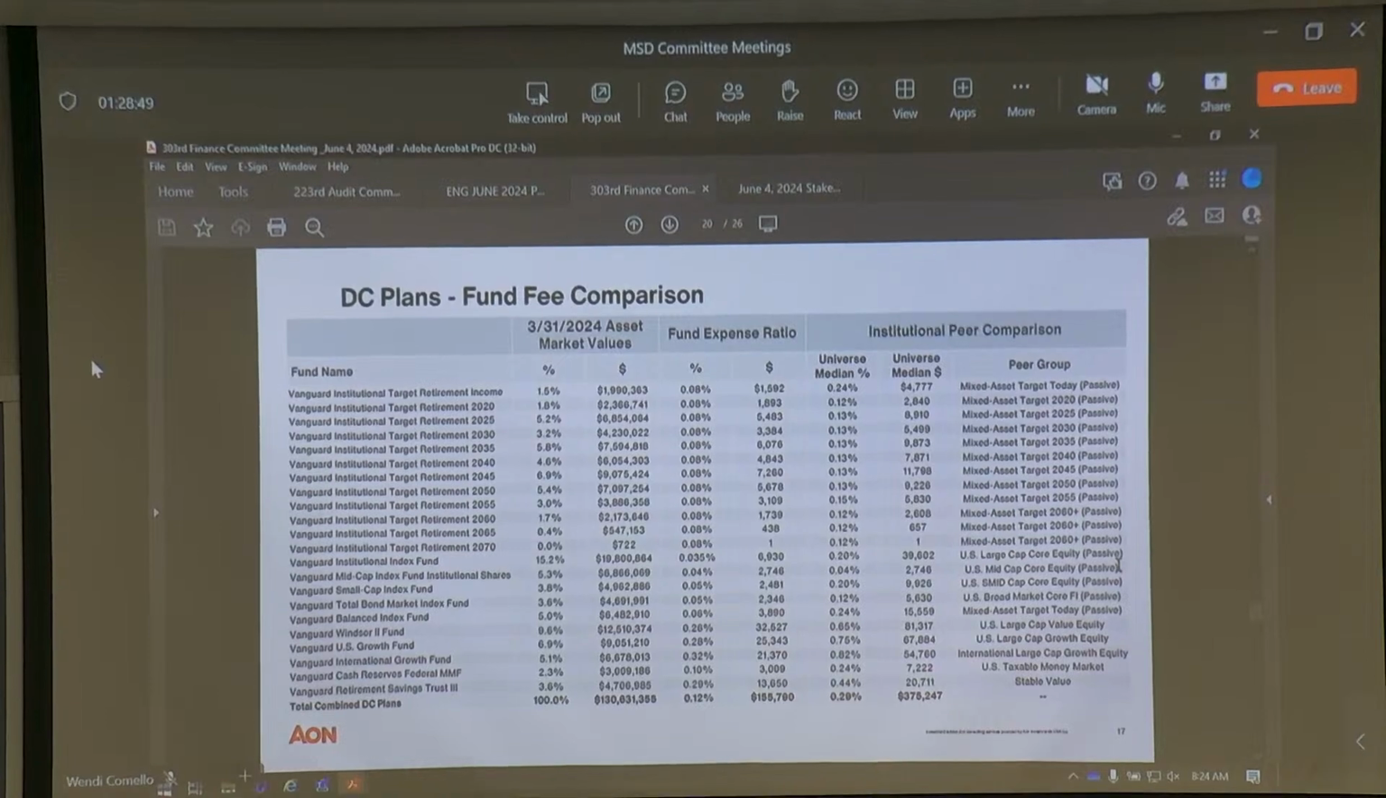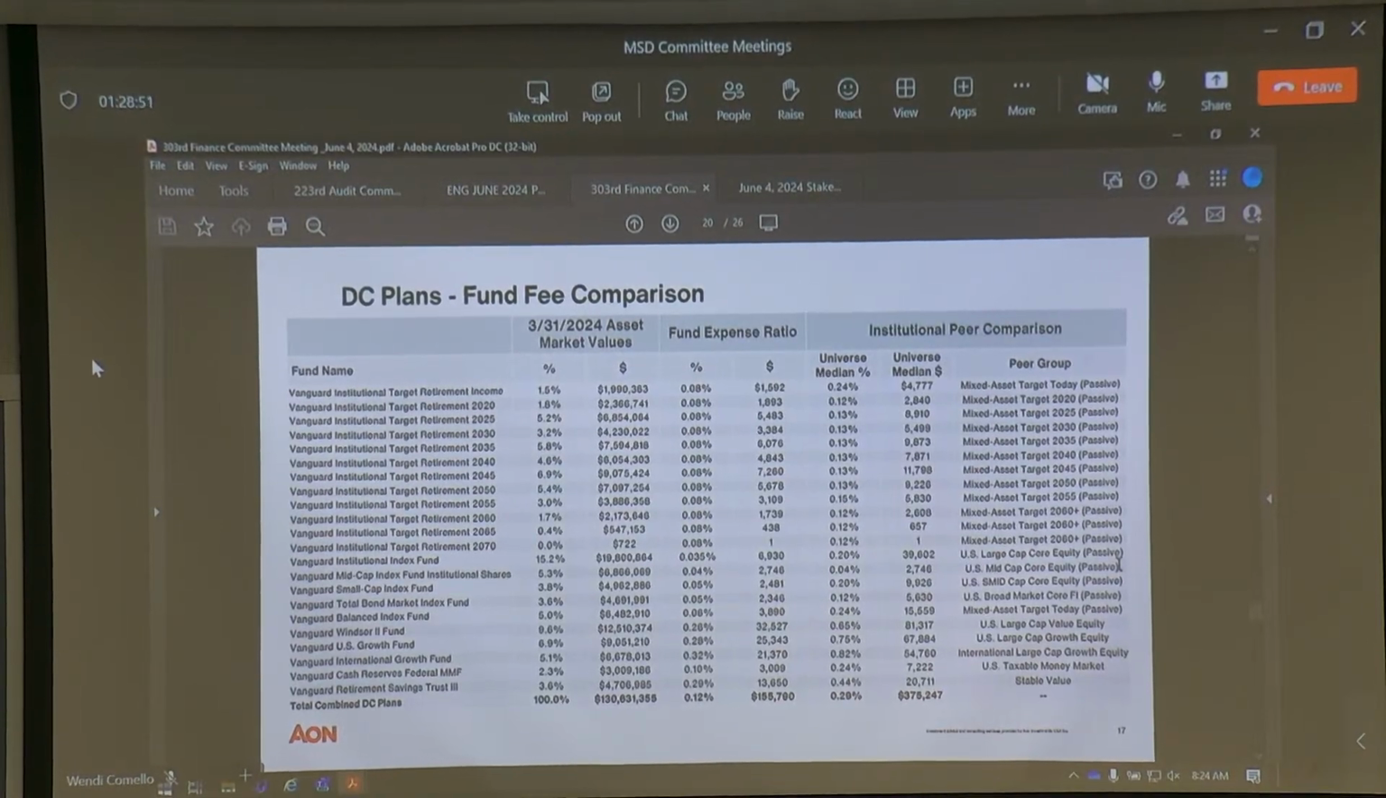Again, like I said, Vanguard does a good job of keeping fees low for what it is that they do across their suite of funds. So it isn't just the passive funds that offer low cost, it's their active funds too. And you can see, relative to the universe median, just how much lower the fees are for the DC plan options relative to other high quality institutional options.